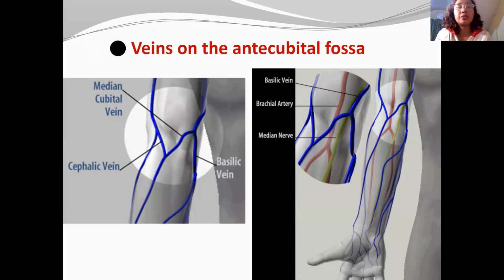So, the most stable and well anchored is the cubital vein. Cephalic vein, good for obese patients. Basilic vein, it tends to roll. However, the basilic vein is really big. But it has a nerve and an artery beside it.